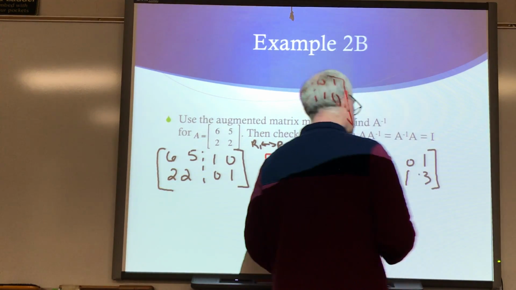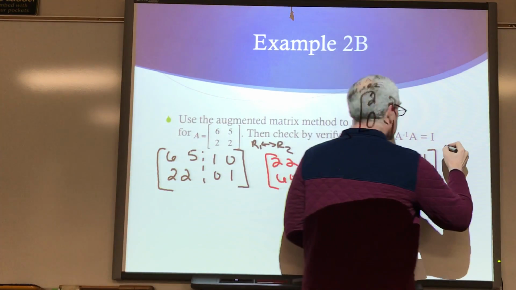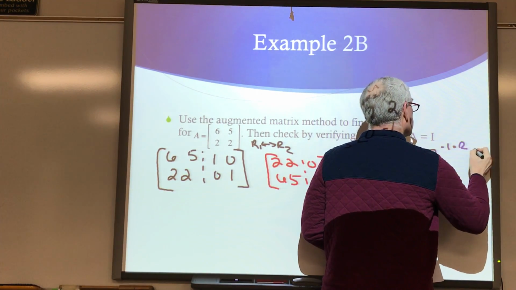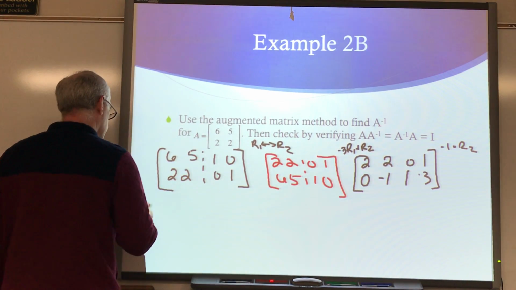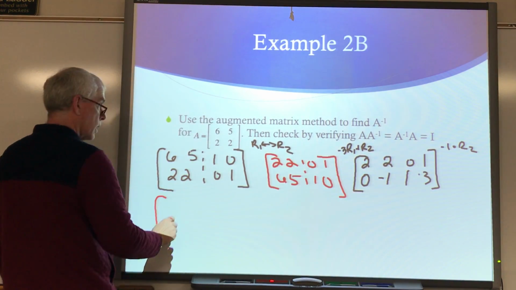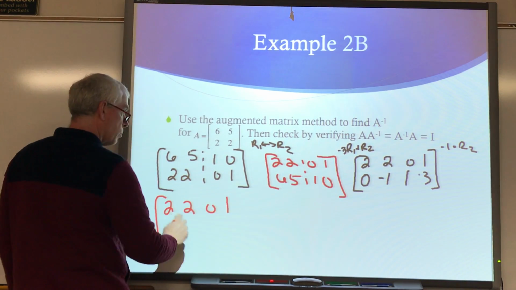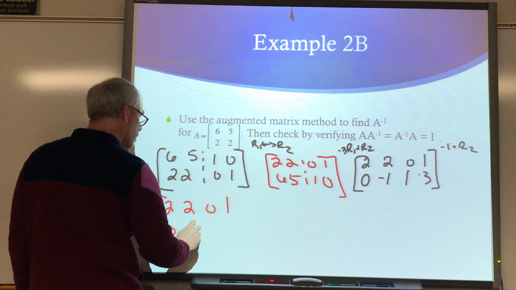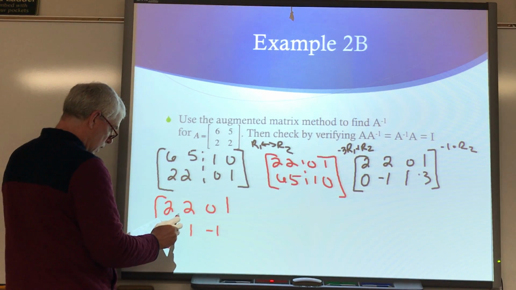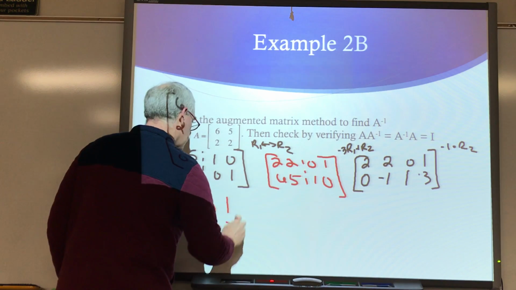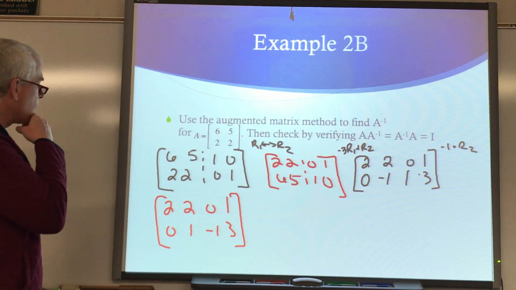Now I'm there. Okay? Then I would like to have this be a 1, so I'm going to just take -1 times row 2. So I'm not going to change row 1, but I'm going to multiply the second row by a negative, so that -3 is going to become a 3, like so. Okay, so I've got a 0 and a 1 here, which is what I want.